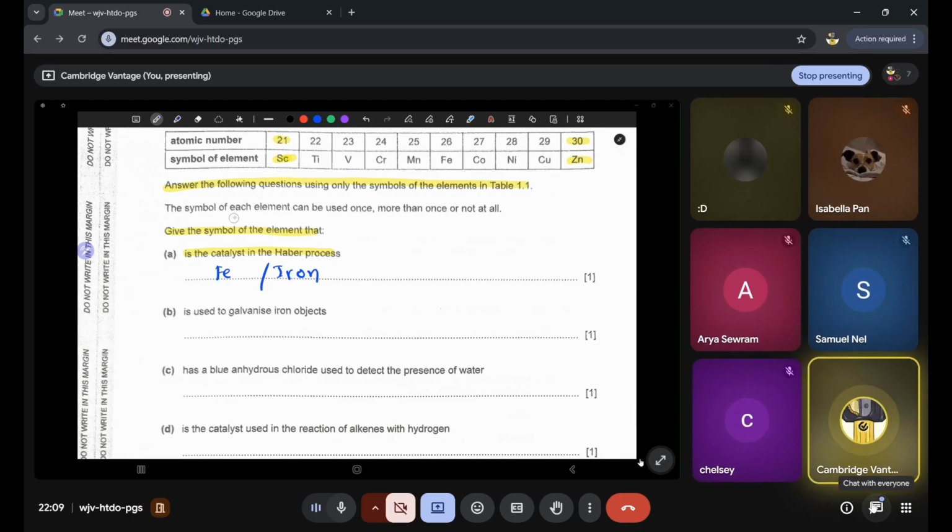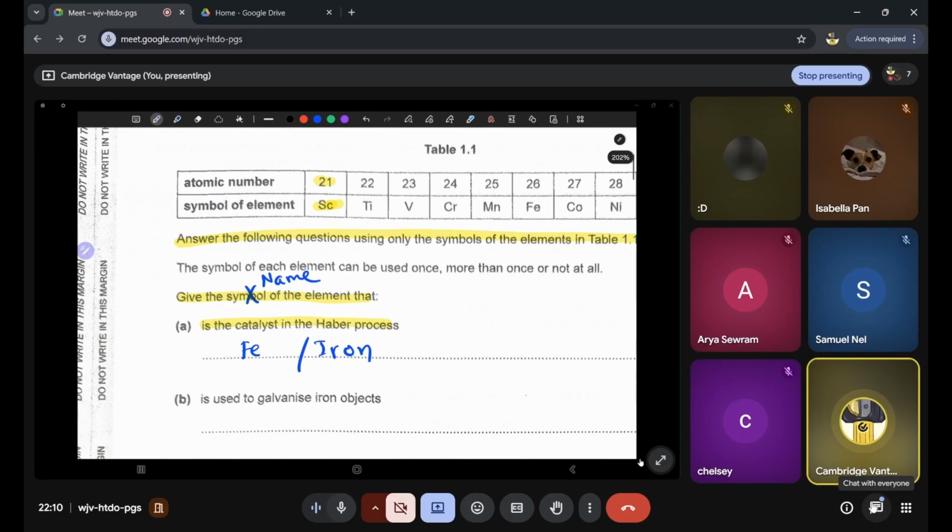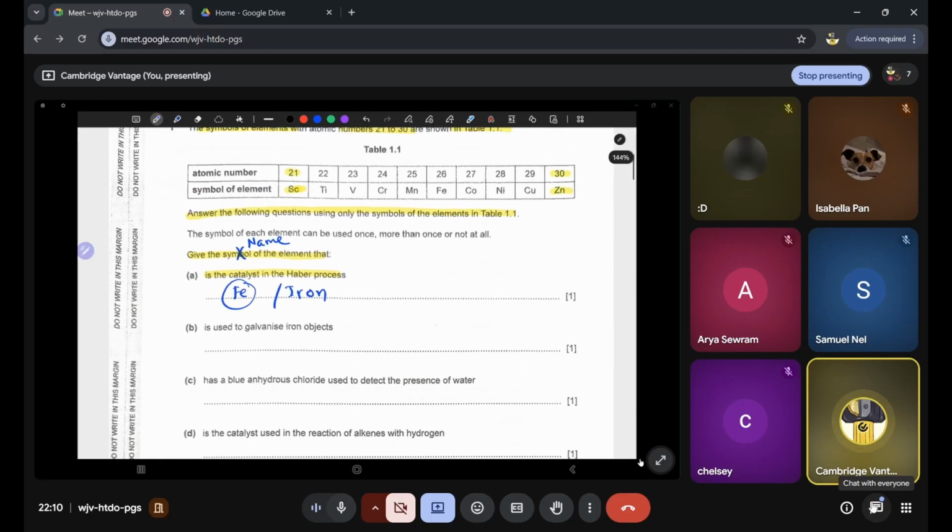Alternatively, they could also ask, instead of symbol, to name them. Be careful about that as well. They will give you the symbols over here, but the question will say name. In that case, if you write the symbol, then you lose the mark. So be very careful about this distinction of whether it's a symbol or a name. So yeah, the first one is correct.